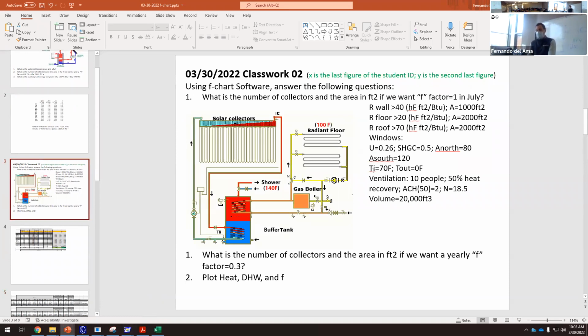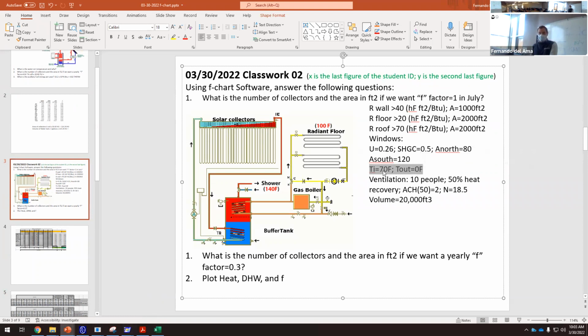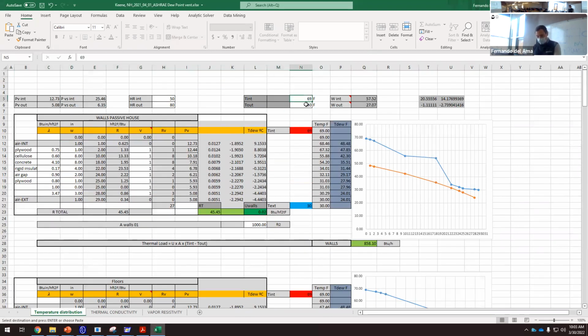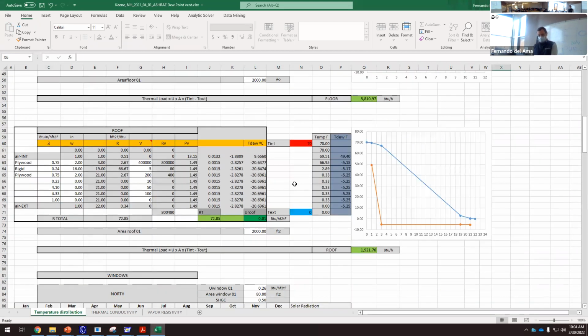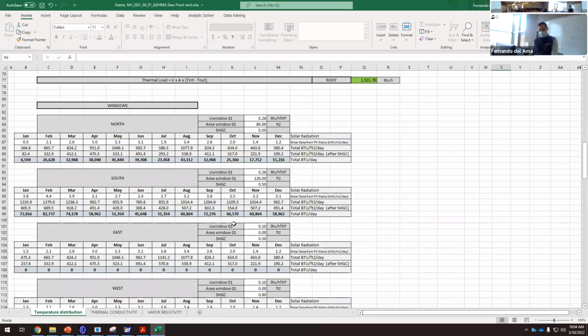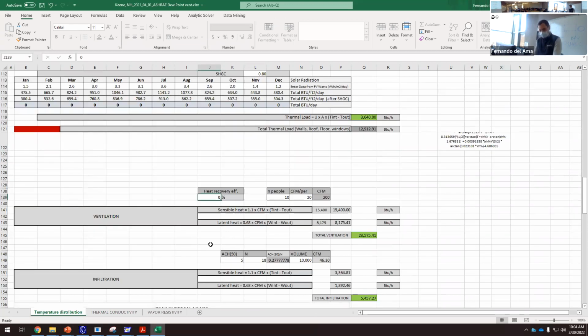Yep, ventilation. Well, first the indoor minus outdoor temperature should be 70 minus 0. So I have to go up at the beginning, and this is 70 minus 0. Then for ventilation, we have 10 people and a 50% efficient heat recovery. The number of people is 10, and the CFM per person is always 20, okay? So here we have the ventilation loads.